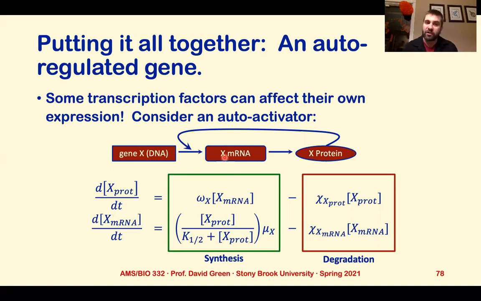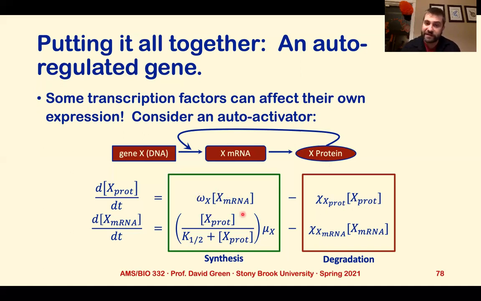How would we write such a model for this? Again, 2 equations, protein and mRNA. Synthesis and degradation for each. The degradation terms are exactly the same as in the previous case. Protein degradation dependent on protein concentration, RNA degradation dependent on RNA concentration. Protein synthesis, the translation term, is the same as in the previous model, dependent on the mRNA levels for gene X.